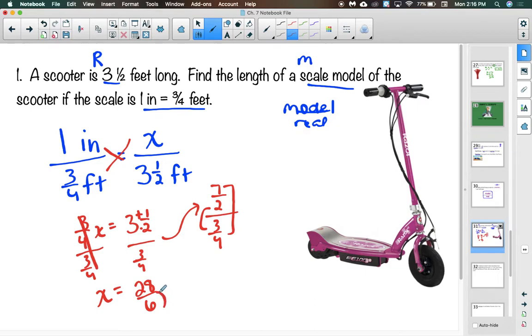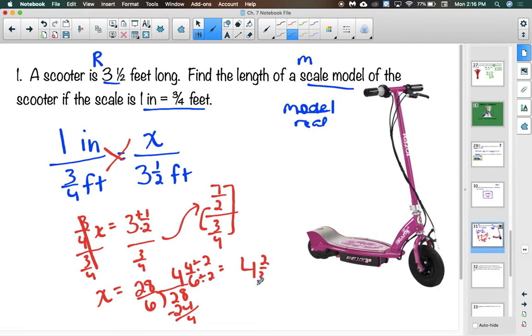28/6. We're going to drop the 28 into the house. 6 goes into 28 4 times, with a remainder of 4. So that remainder is our numerator and the 6 is our denominator. Still not quite finished. We can divide by 2 to simplify this fraction. We get 4 2/3 for the length of the model.